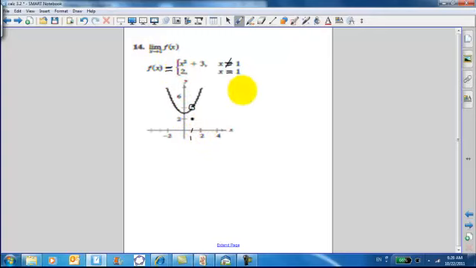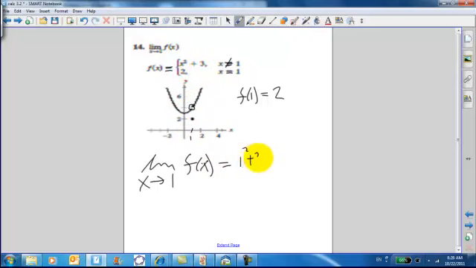But what's the limit? f of 1 equals 2, but the limit as x approaches 1 of f of x, we have to look at all the points that are around 1. What do they seem to be closer and closer to? Well, they seem to be working on this function, and we get 1 squared plus 3, which is 4. Here's this hole at (1, 4), and all the other points of the function think that that hole should be filled with the point (1, 4).